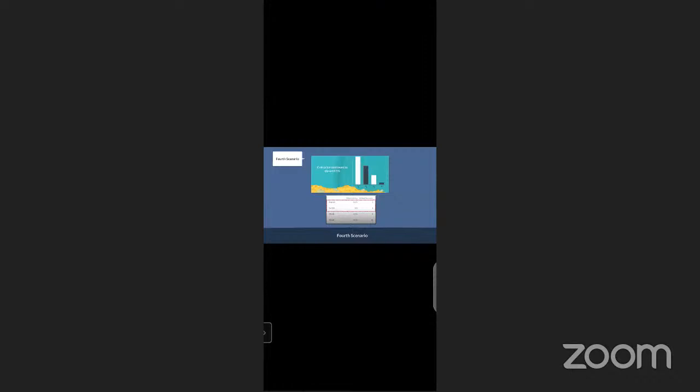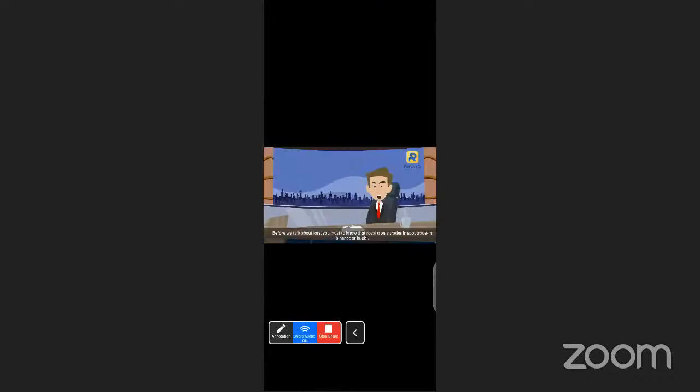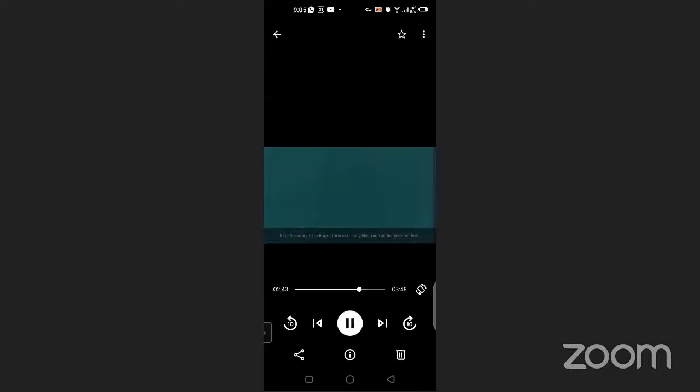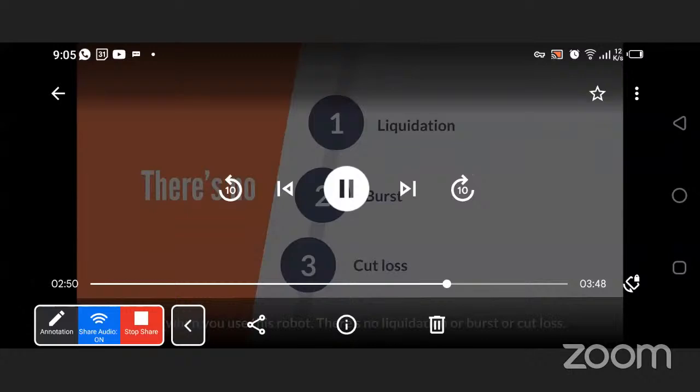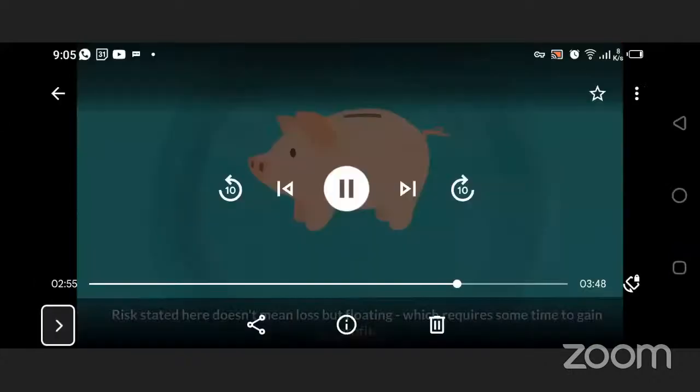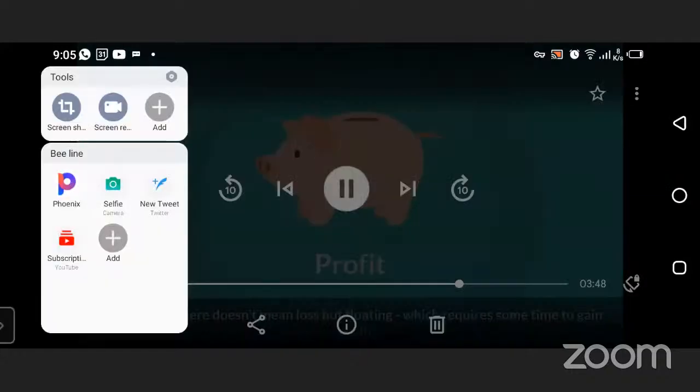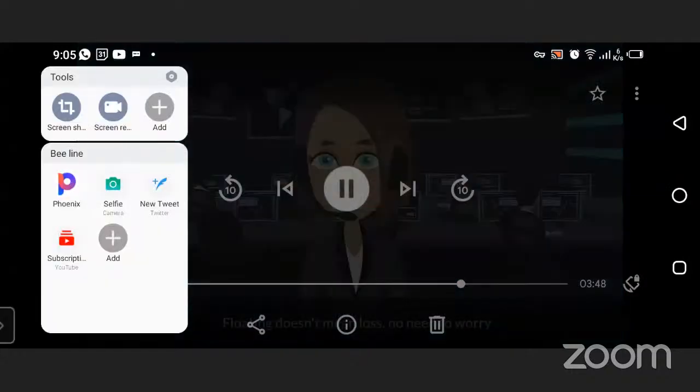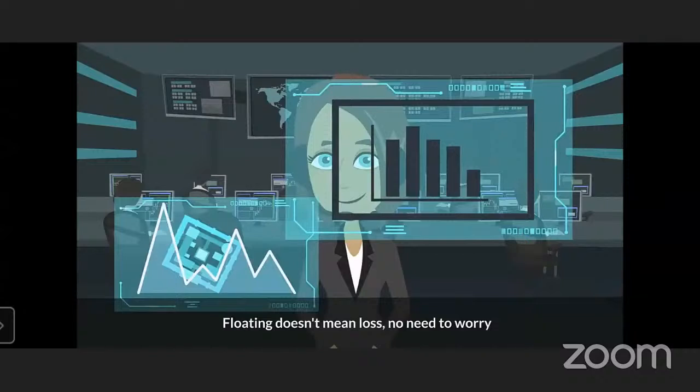Risk. Before we talk about loss, you must know that Royalq only trades in spot trade in Binance or Huobi. It is not margin trading or futures trading like trading in the Forex market. So when you use this robot, there's no liquidation or burst or cut loss. Risk stated here doesn't mean loss, but floating, which requires some time to gain profit. Floating doesn't mean loss, no need to worry.